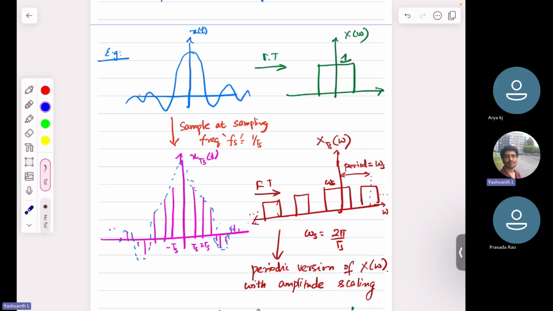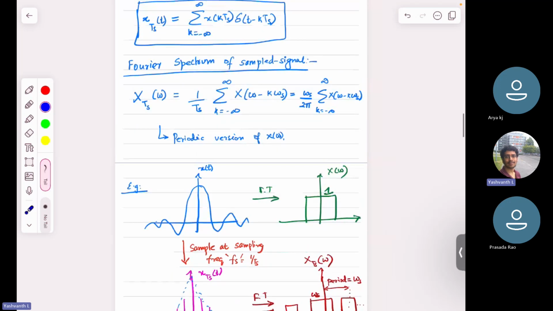Of course, there is also a small change in the amplitude. Instead of 1, it gets multiplied by omega s, but that is just an amplitude shift. More importantly, you get multiple replicas which get repeated along the frequency axis, and this is precisely captured by this equation. Essentially, the Fourier transform of a sampled signal is a periodic version of the Fourier transform of the given original continuous time domain signal. Is it clear?